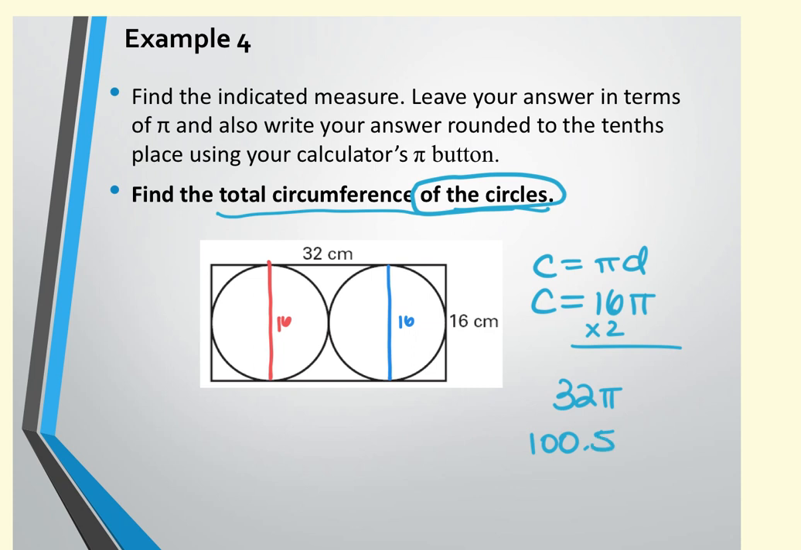100.5 centimeters. Why is it 32? Because there's 2 of them. It wanted both circles. 16 is the diameter. You can if you go top to bottom, right? Then this way is the diameter, or left to right because it should make sense both ways. If it's 32, that means this would be 16 and this would be 16.